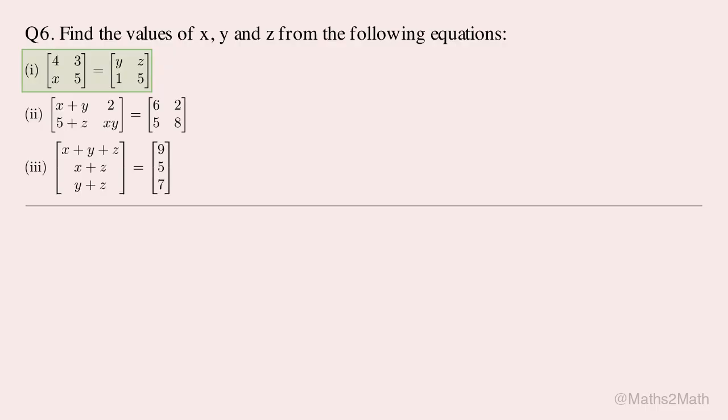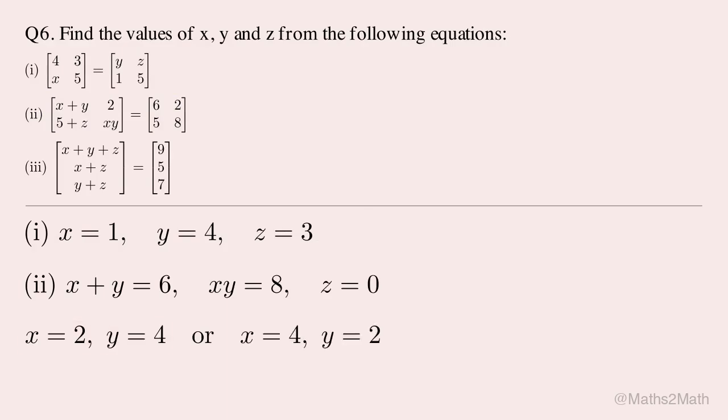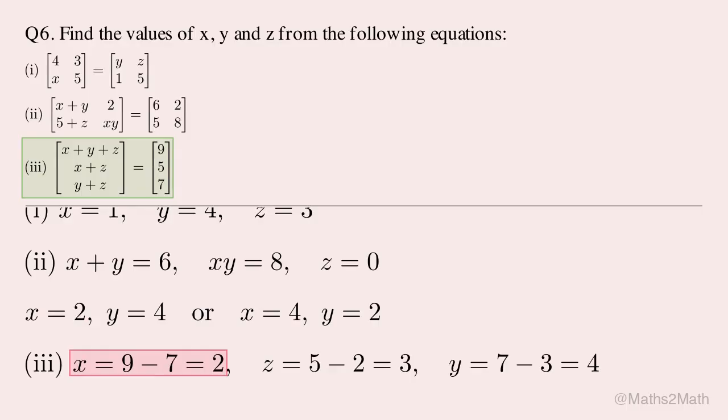Question 6. Equal matrices mean equal corresponding entries. That turns each part into ordinary equations. Parts 2 and 3 need a little solving, not just reading. Part 1, match the entries directly. x is 1, y is 4, z is 3. Part 2, matching gives x plus y equals 6, xy equals 8, and 5 plus z equals 5, so z is 0. 2 numbers with sum 6 and product 8 are 2 and 4. Either assignment works. Part 3, the total is 9, and y plus z is 7, so x is 2. From x plus z equals 5, z is 3, and then y is 4.